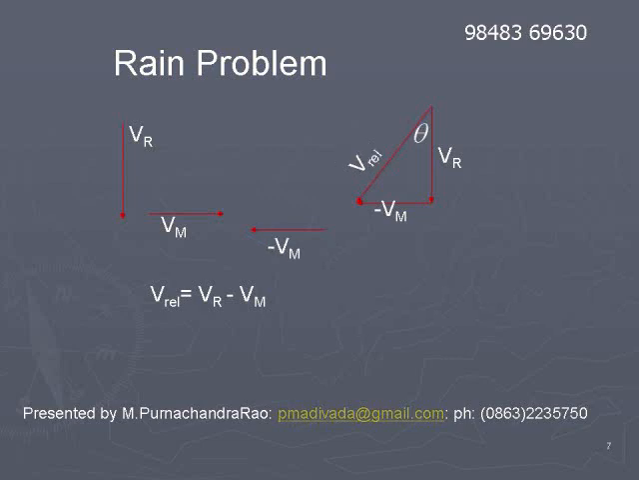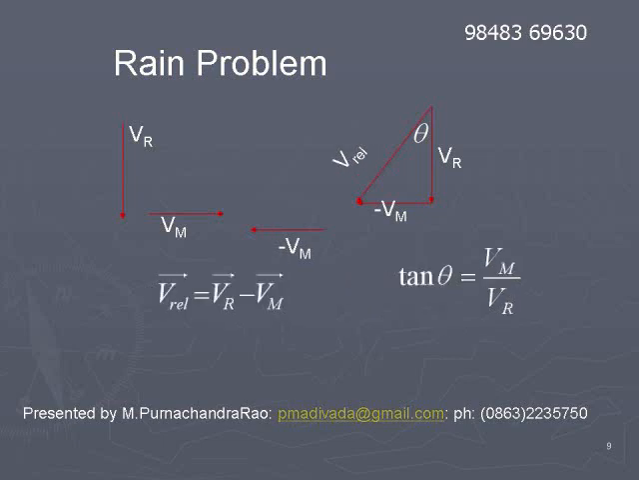If it is making an angle theta with Vr, then tan theta is equal to Vm by Vr. In the form of vectors, we can write V relative is equal to Vr minus Vm. Relative velocity mathematical form is V relative is equal to Vr minus Vm. Remember that V relative, Vr, Vm are all vectors.